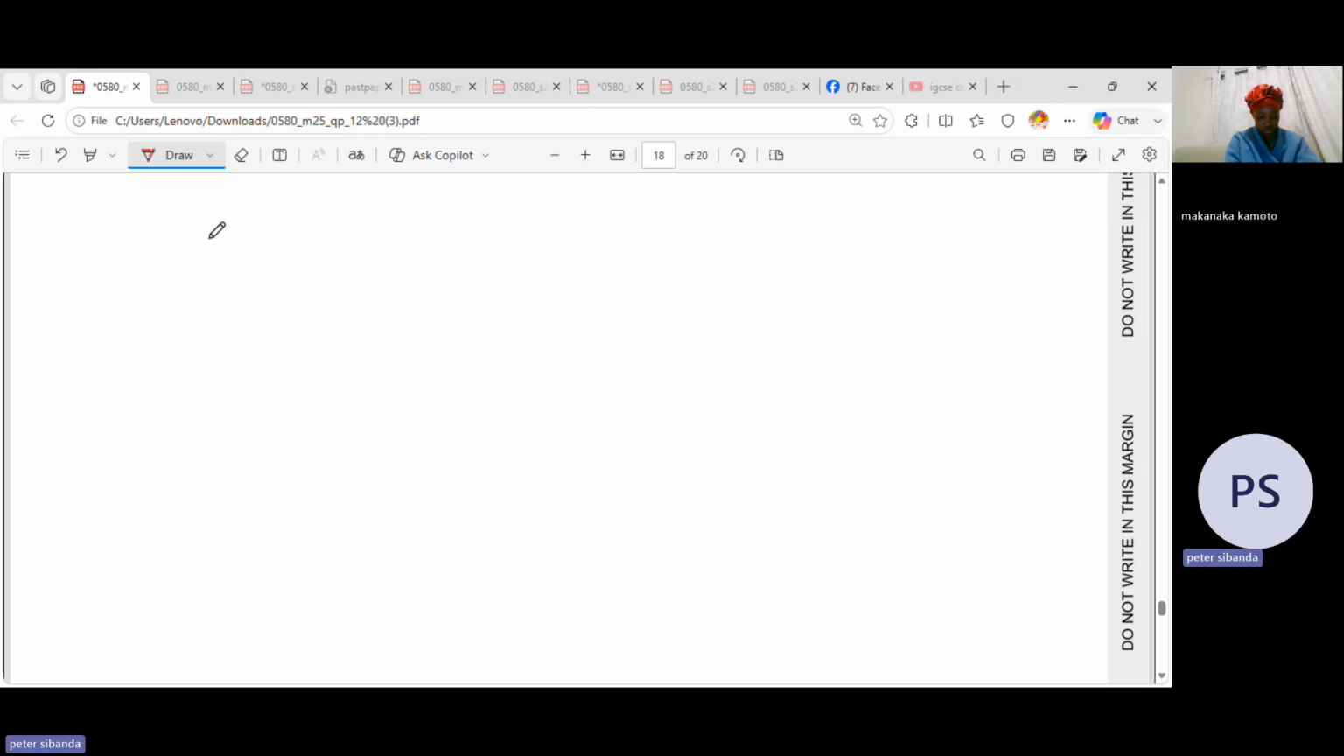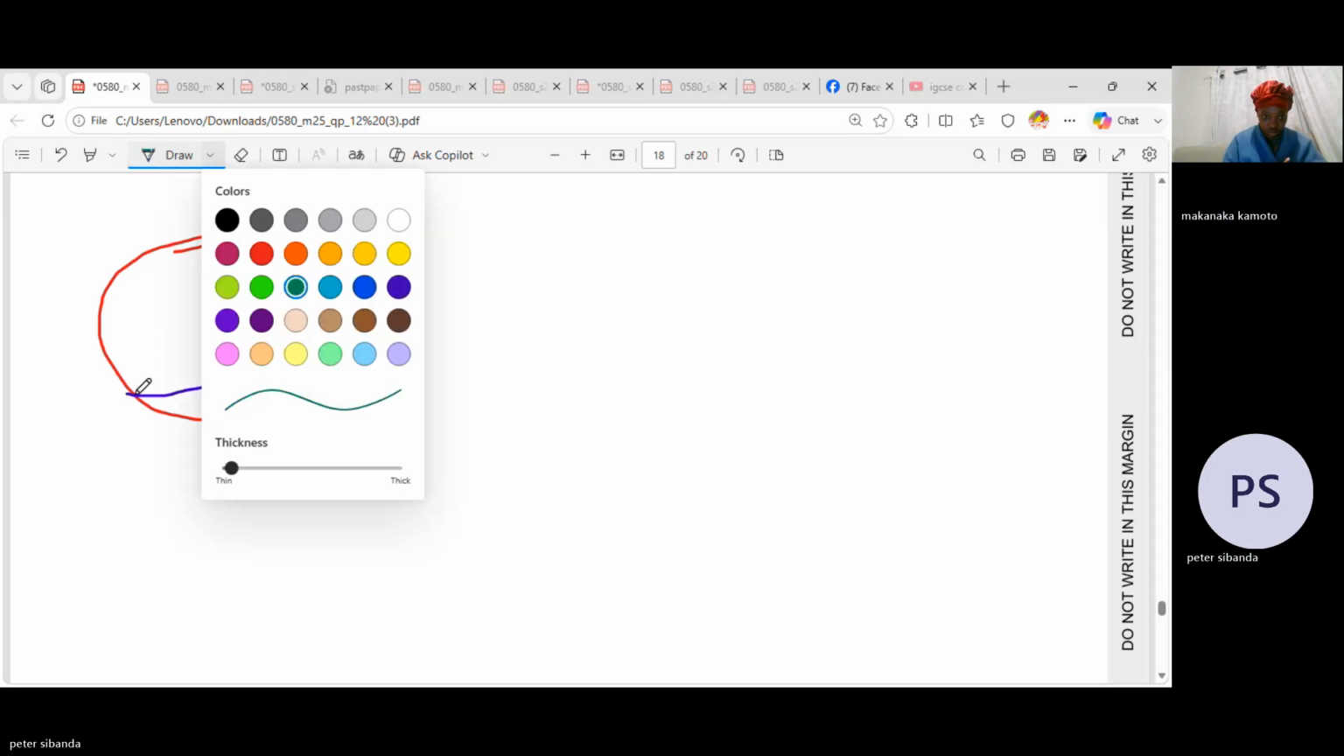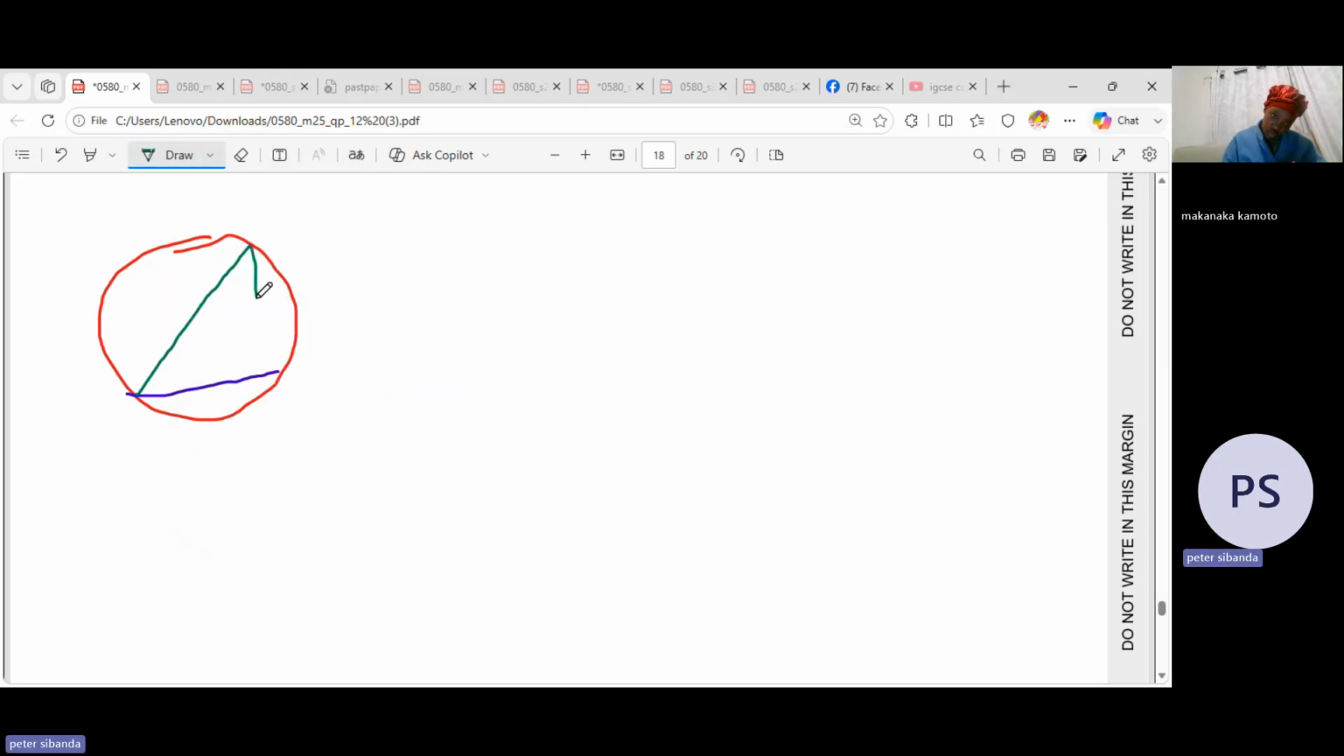We said if we draw a circle and this is a chord, and this chord is subtending an angle at the circumference, maybe like this. This is the angle subtended, and then it subtends another one, maybe like this. These two angles, if this is 30 degrees, then this is also 30 degrees. Angles subtended by the same chord in the same segment are equal. We can say same chord or same arc.